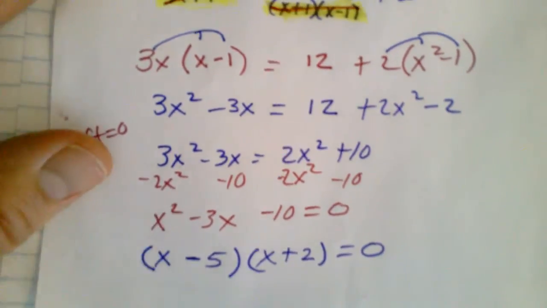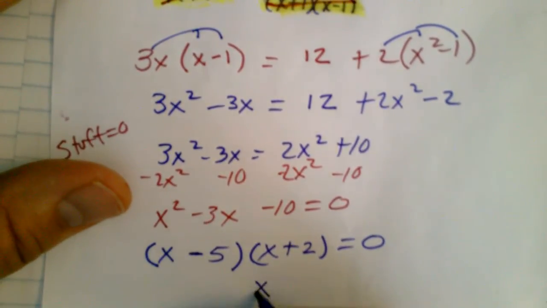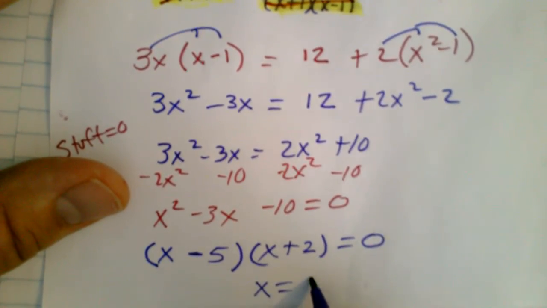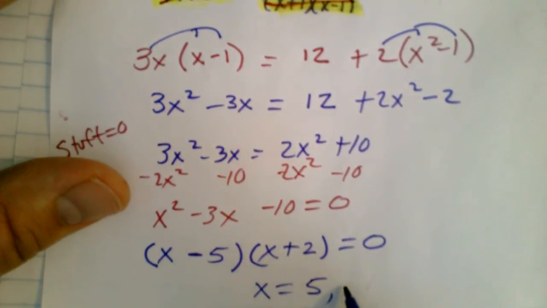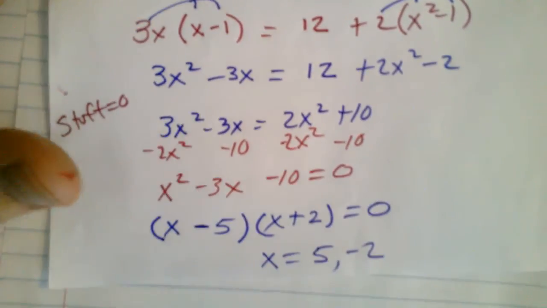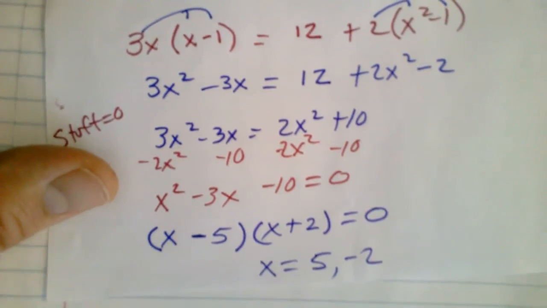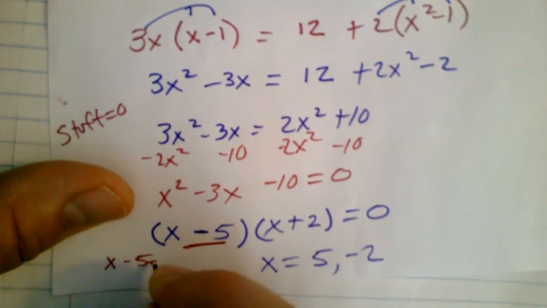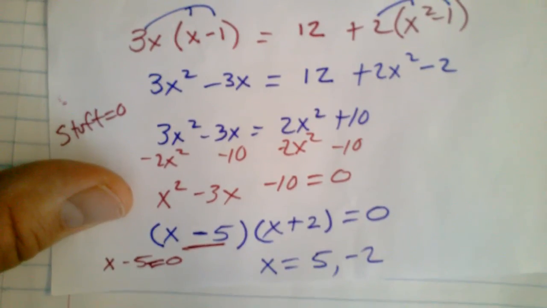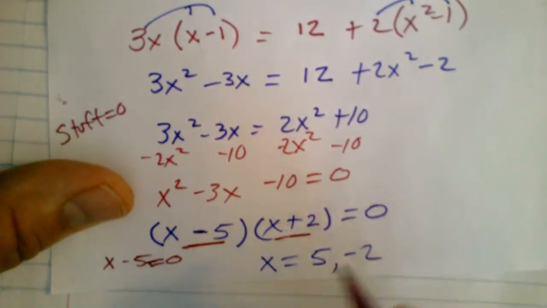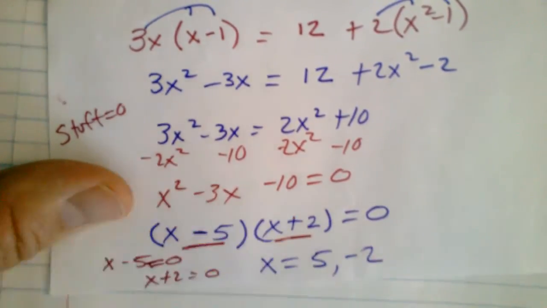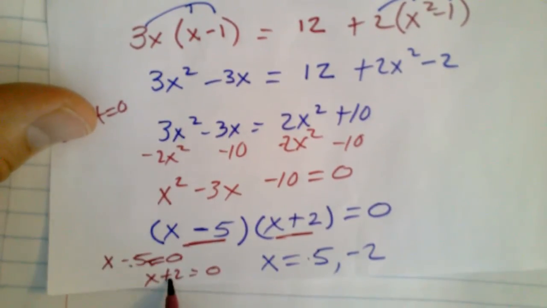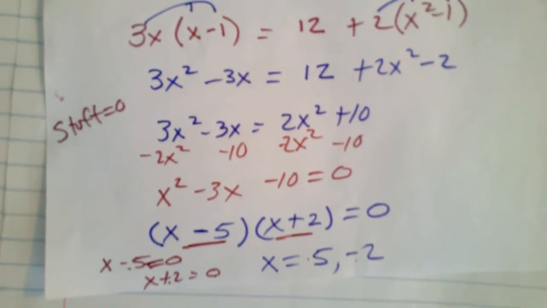So not too bad. Solutions are the opposite of what you see. If you need to, set them equal to 0 and solve. I would add the 5 over. That'd be 5. And I would subtract the 2 over. That'd be negative 2. Okay, so again, if you need to, take each quantity and set equal to 0. Take x minus 5 equal to 0, set x plus 2 equal to 0 and solve it. If we add the 5 over, that's 5. If we subtract the 2 over, the answer is negative 2.